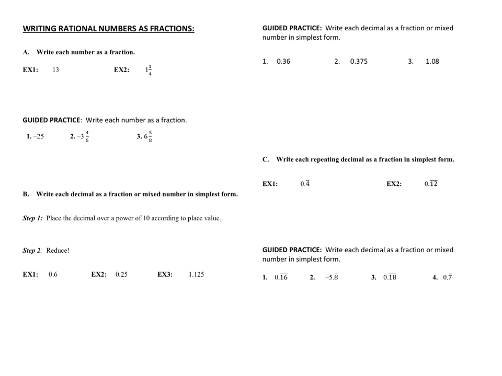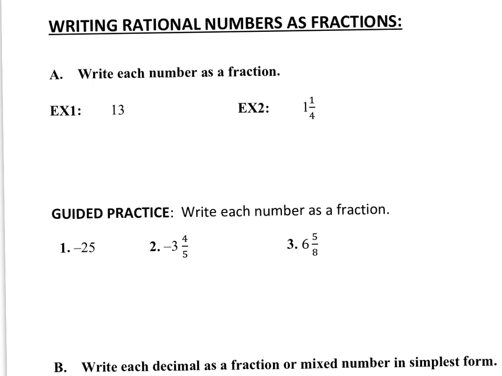Go ahead and turn your notes over to the back now. In this section, we are writing rational numbers as fractions. So to write each number as a fraction, you simply put it either over a value of 1 or you convert the mixed number into an improper fraction. So for example 1, we have the number 13. So 13 simply just gets put over a value of 1. And now it has been converted to a fraction. So any whole number, you just put it over a value of 1, and that is the final fraction.